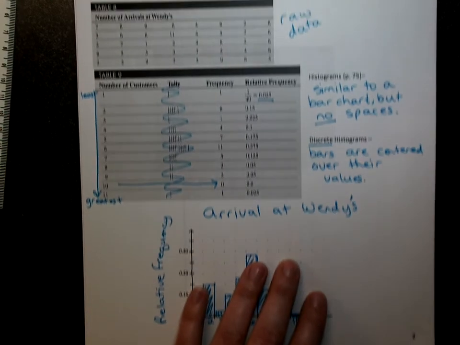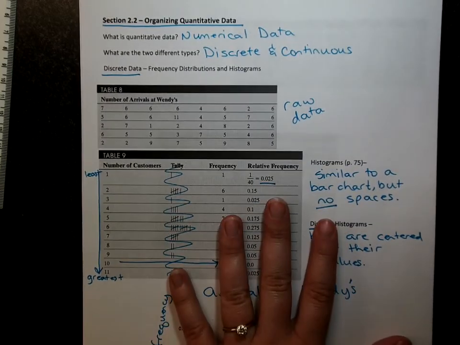All right, I'm going to pause there because I don't want the video to cut me off. So this is a discrete histogram, and the next one we're going to look at is a continuous histogram.